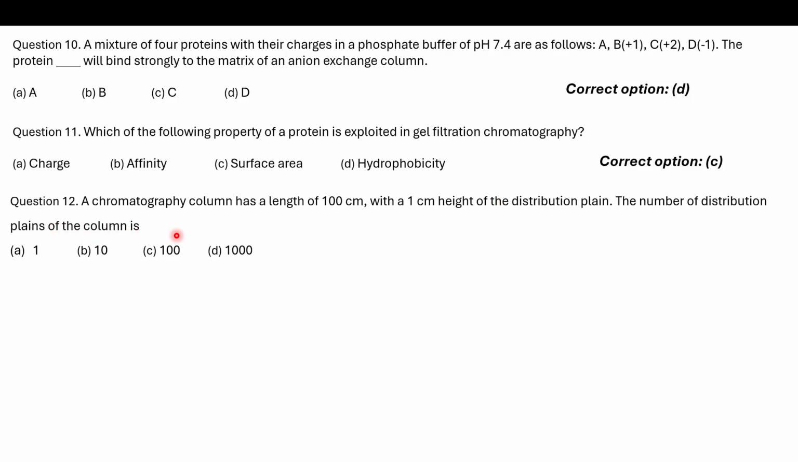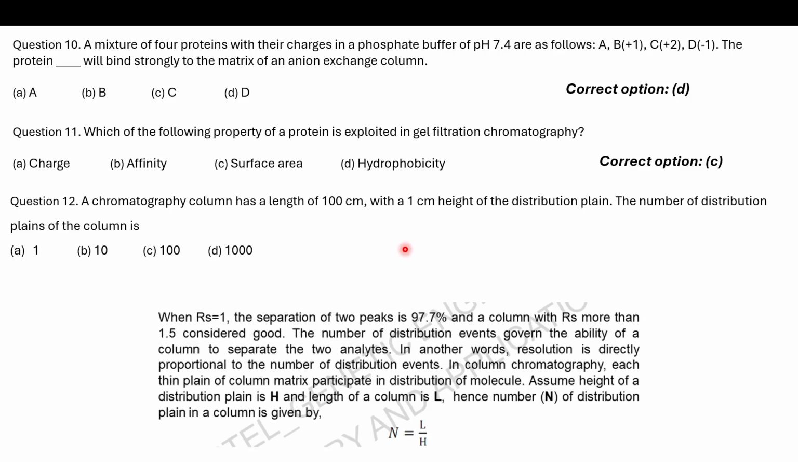Okay, if the complete column length is 100 centimeter and each distribution plane has a height of 1 centimeter, then it will eventually be complete length divided by the height. So the answer will be option C. Basically, 100 centimeter is the complete length, and each plate on the matrix is of 1 centimeter height. So how many plates are there on the column? That will be the full length of the column divided by the height of each plate.